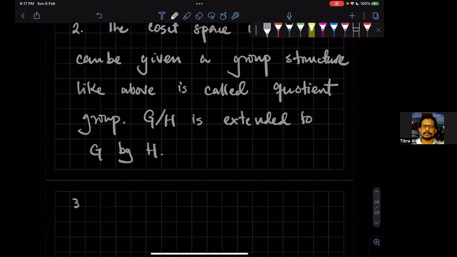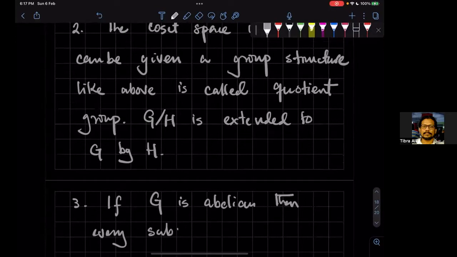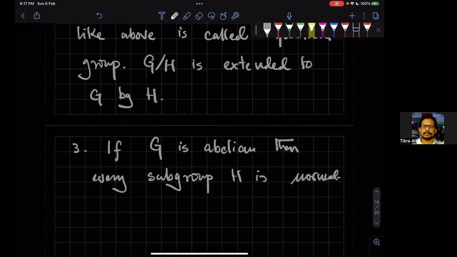Number 3 is that if G is abelian, then every subgroup H is normal, right? Because g H g inverse, because it's abelian, is H.